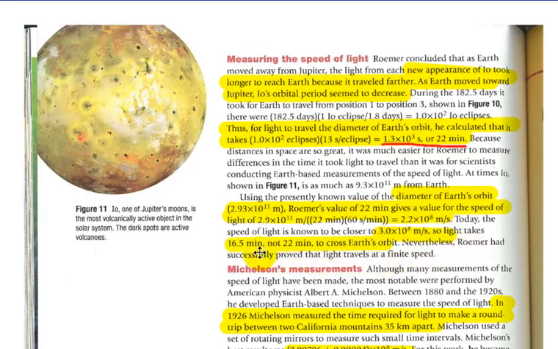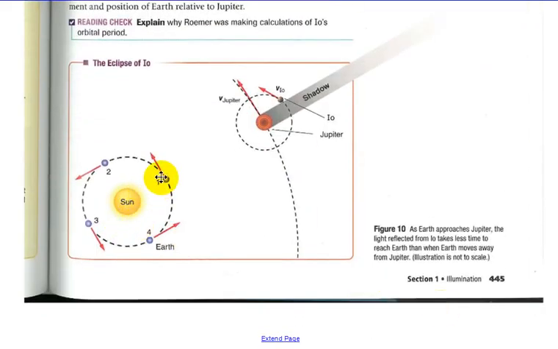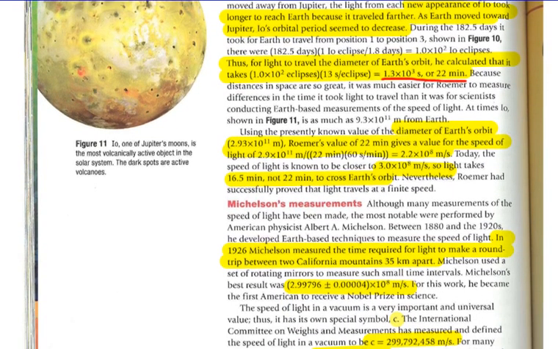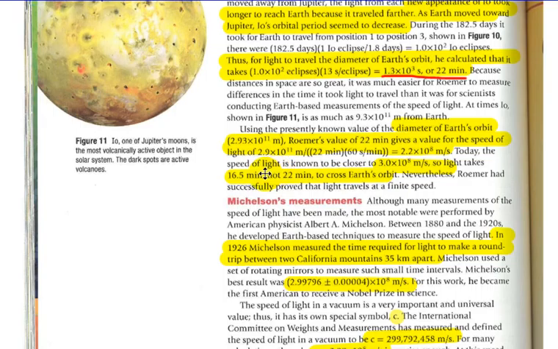so light takes 16.5 extra minutes, not 22 extra minutes, to cross this region from when Earth is here compared to here. But really, that wasn't that bad, as a fairly close measurement for what he had back then. Nevertheless, Romer had successfully proved that light travels at a finite speed.